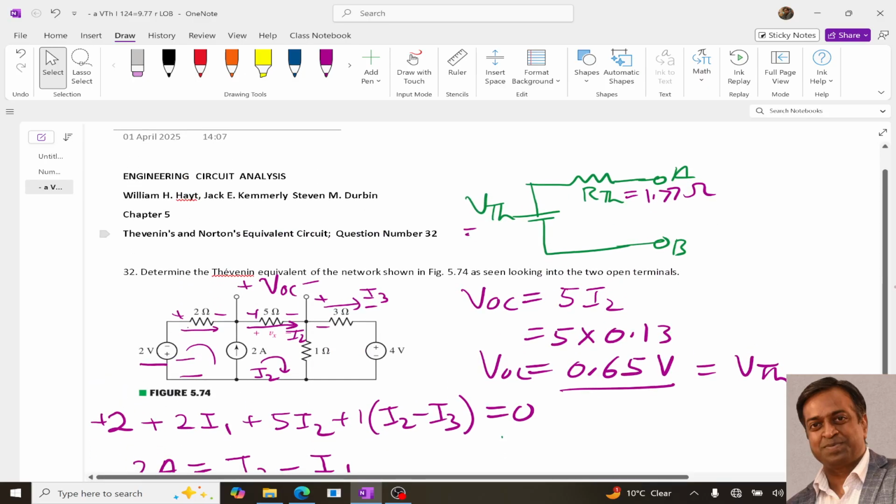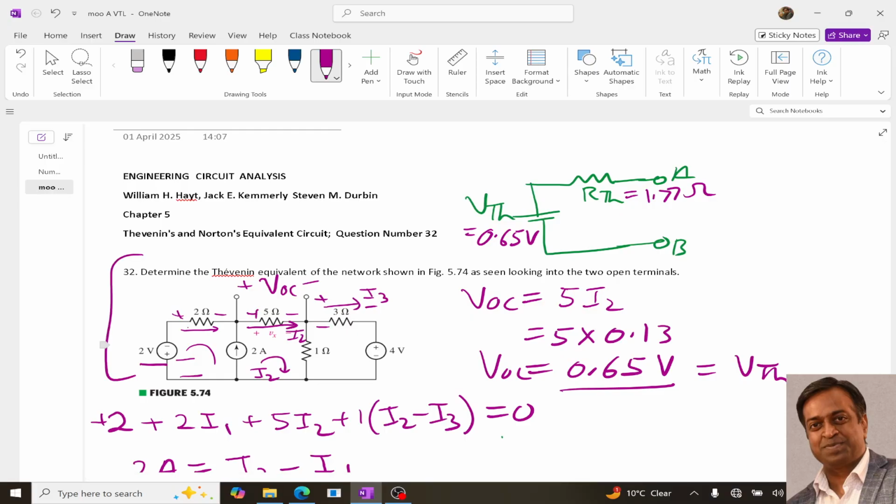So our VTH is equal to 0.65 volt. This is the solution to this particular question, in which we got RTH as 1.77 and VTH as 0.65. Since we have only independent sources, the independent sources are deactivated and we find RTH, and then we determine VOC by using any other theorem or KVL, KCL.